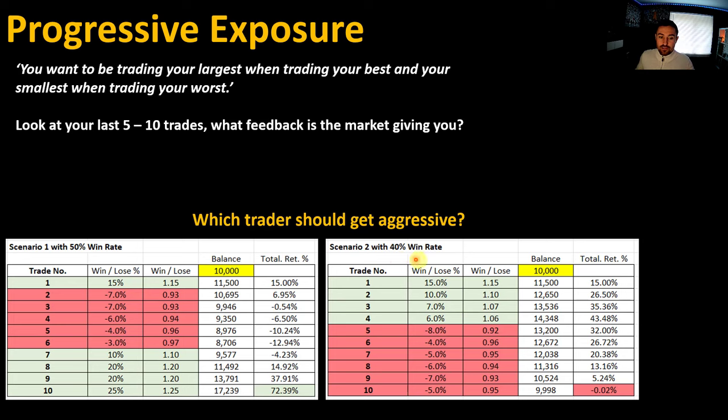Scenario two, so trader two, for example, has a 40% win rate, and their last 10 trades look like this. 15%, 10%, 7%, 6%, minus 8, minus 4, minus 5, minus 6, minus 7, minus 5.